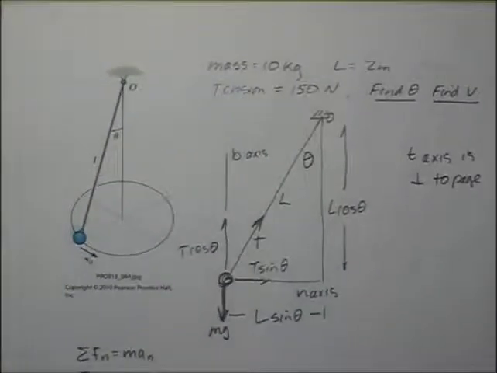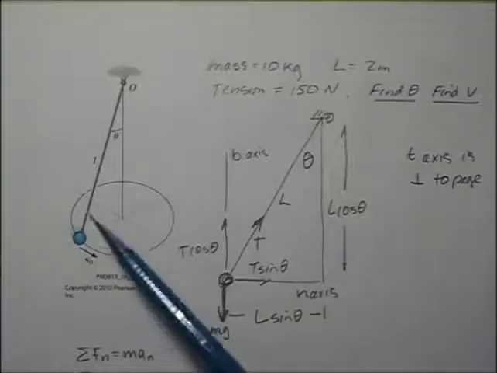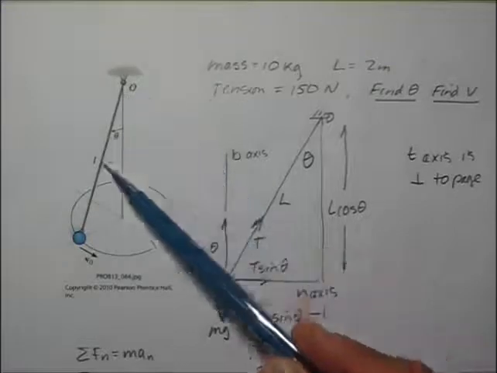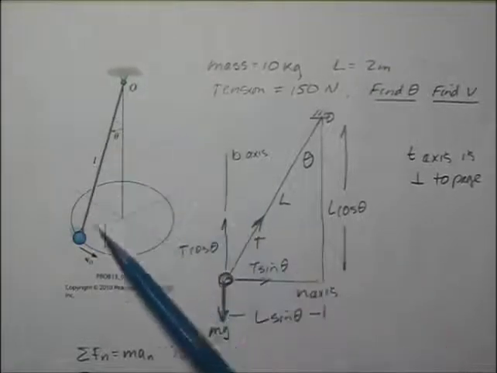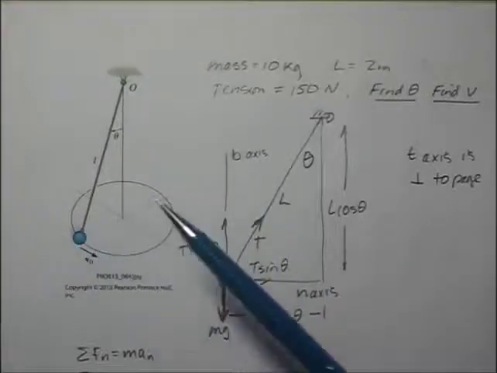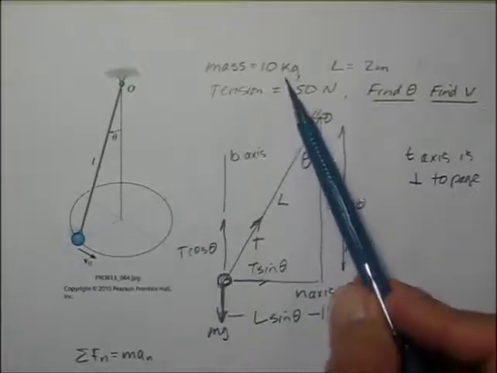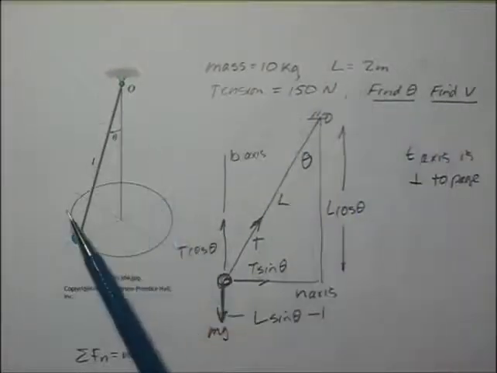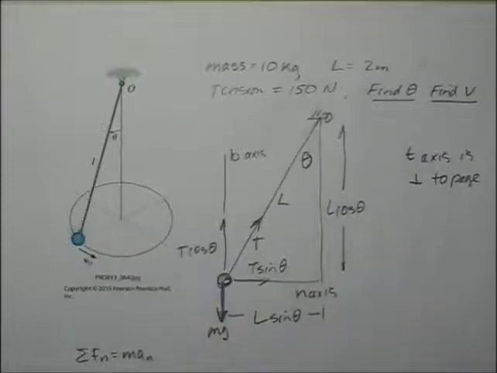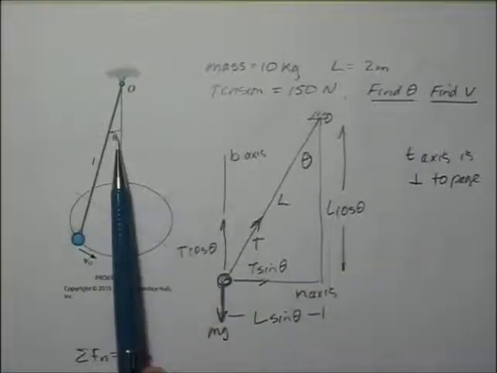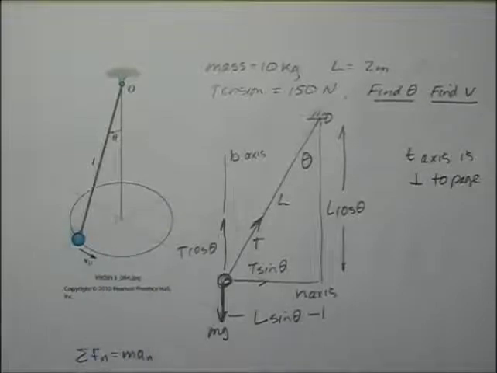Okay. With that, let's do one more problem. This problem is a three-dimensional problem in the NTB system. And so what we've got is a little ball suspended from a suspension point, and it's going around a circle like that. And it says that the mass is 10 kilograms, the length of the rope is 2 meters, there's a tension in the rope of 150. We need to find that angle theta, and we need to find the speed.